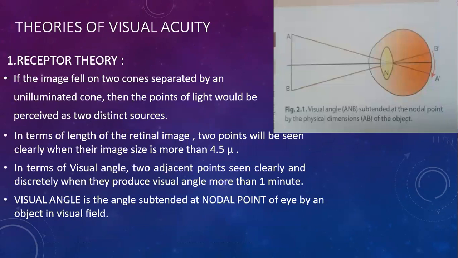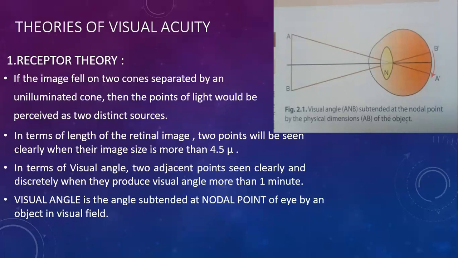Now coming to the theories of visual acuity. The first one is the receptor theory. If the image falls on two cones separated by an unilluminated cone, then the two point light would be perceived as two distinct sources.